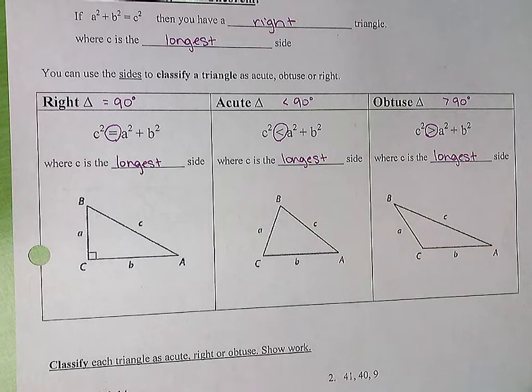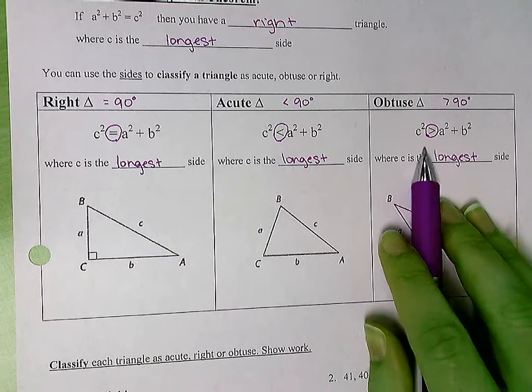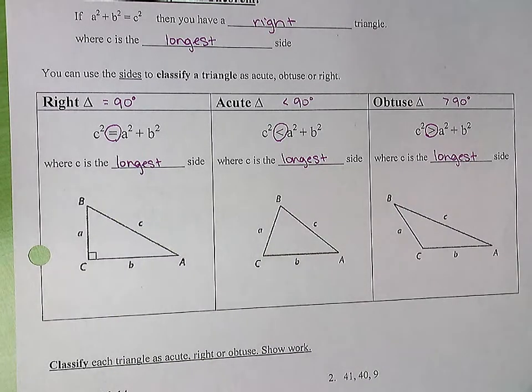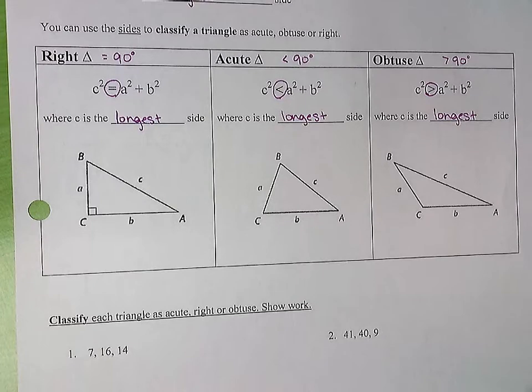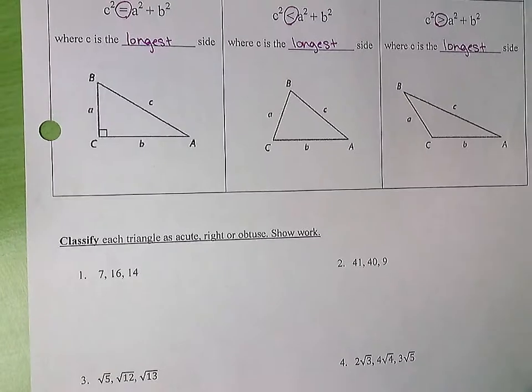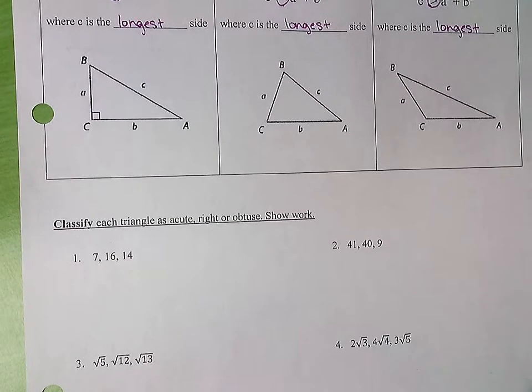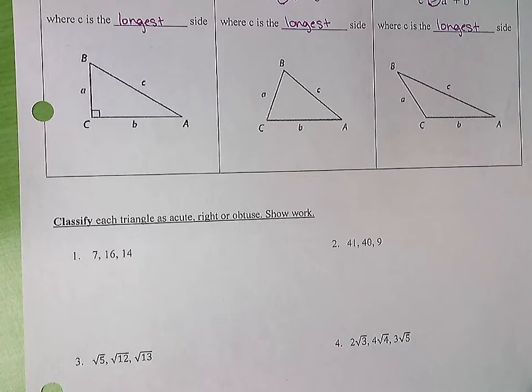When we go through these problems, you will want to pick out the largest number for your c value and put it on the left-hand side, and set it up exactly like these are set up so you can see what happens to those numbers. I think this will make more sense when we do some examples at the bottom. We want to classify each triangle as acute, right, or obtuse. We're given a set of numbers, which are the three sides of your triangle.